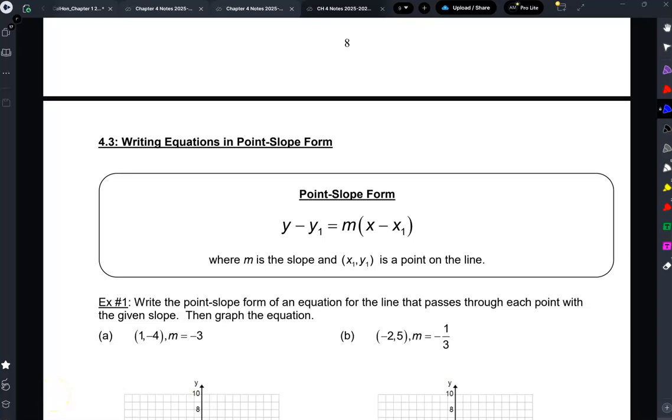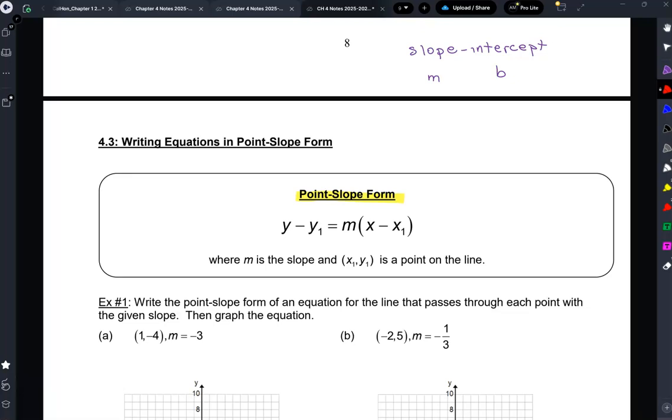The way that we're going to write equations of lines today is called point slope form. Before it was slope intercept, and for this we were given m and we were given b. Those were what we needed. Okay, we needed those two.